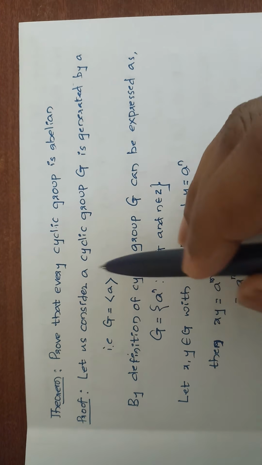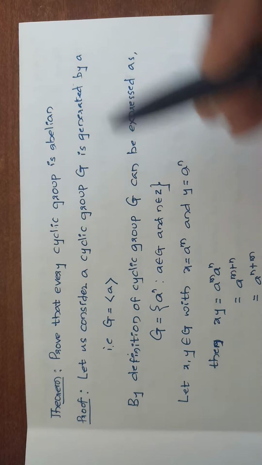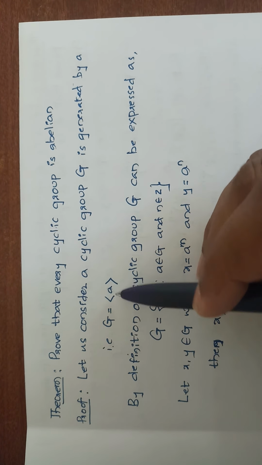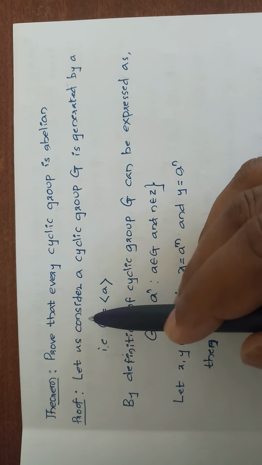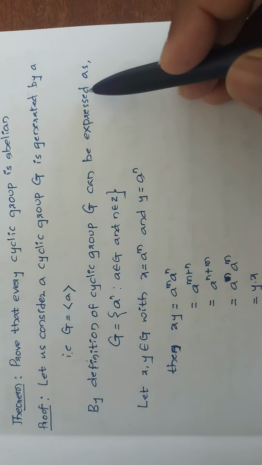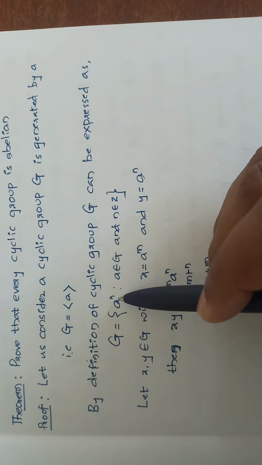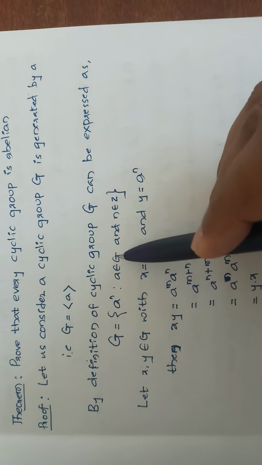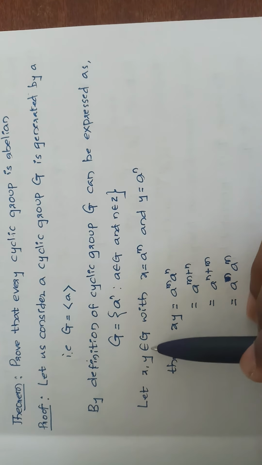Here I consider a cyclic group G generated by a. You know how to write this: G is equal to the group generated by a, and a is the generator of G. By the definition of a cyclic group, G can be expressed as a to the power n, such that a belongs to G and n belongs to the integers.